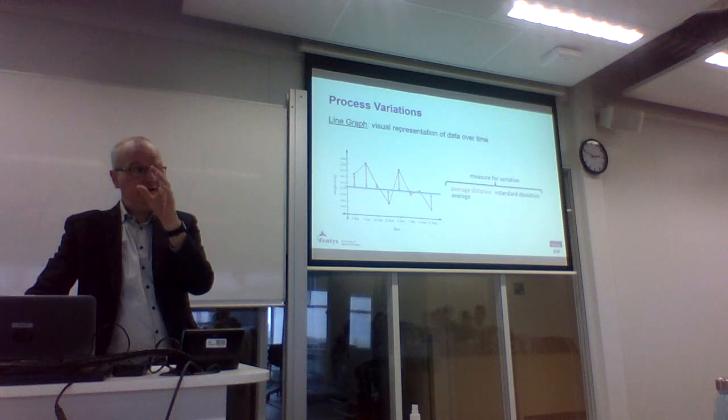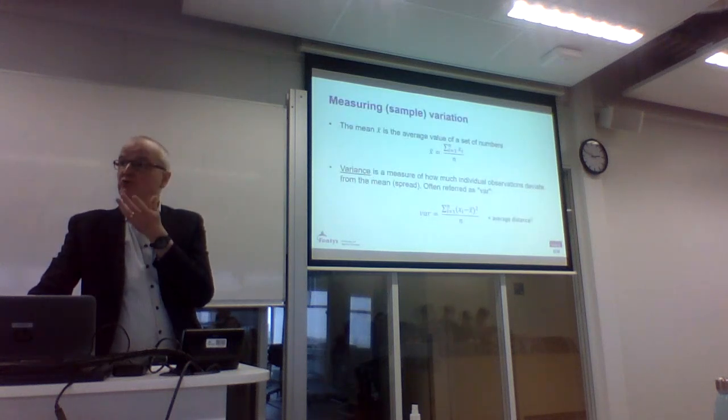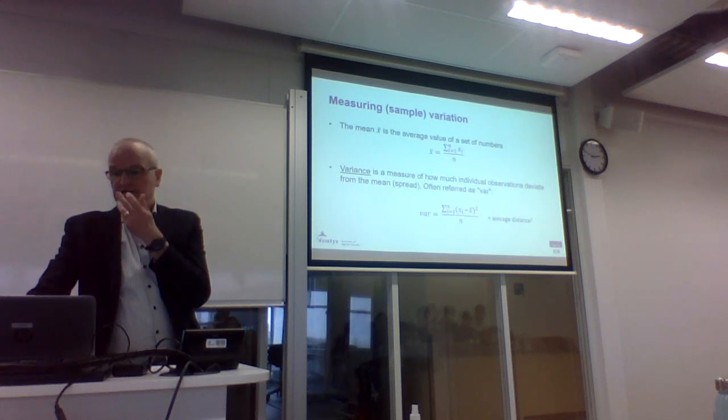But this is the idea of standard deviation. Standard deviation is something like the average distance, which is a measure for variability. For those who like mathematics, this is how you calculate things. The average is calculated like that. I'm not sure whether you recognize that. It's the sum of all the x's, and I have n observations, so this gives you the average.